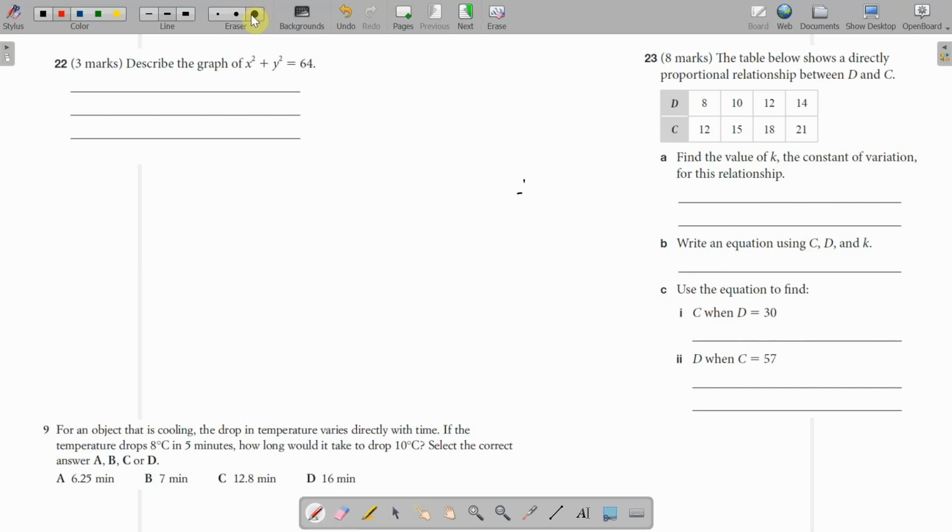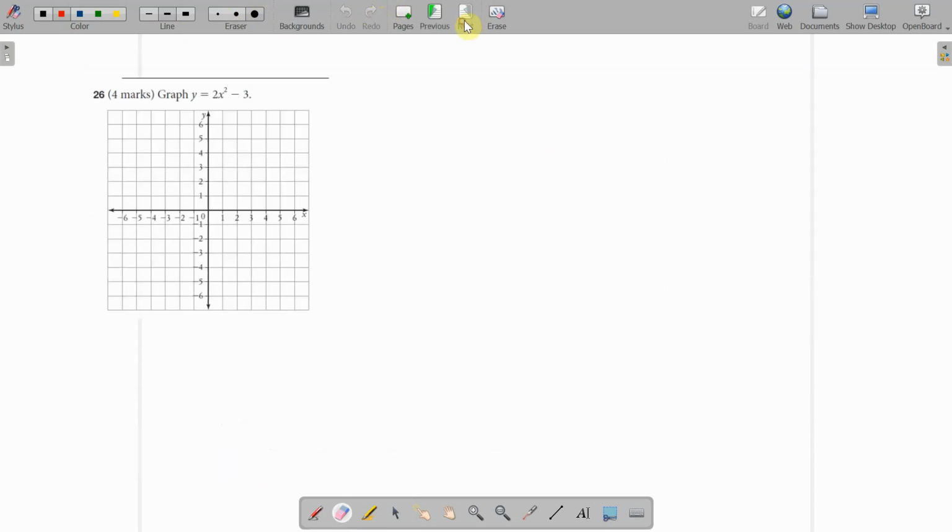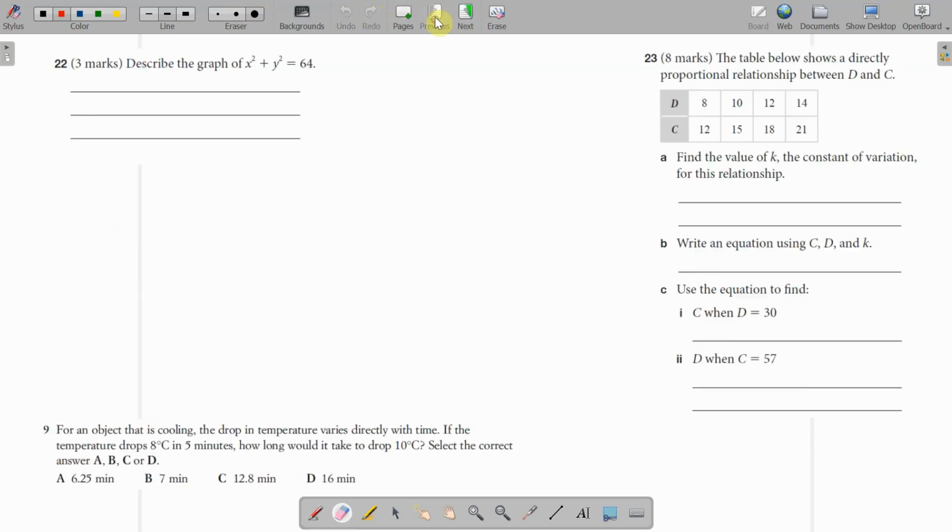This one is covering the last part of the Chapter 8 practice test. Questions 22 to 26, I think they are. 26, there we go, good. Okay, let's get into it.